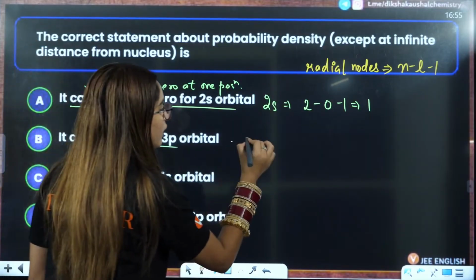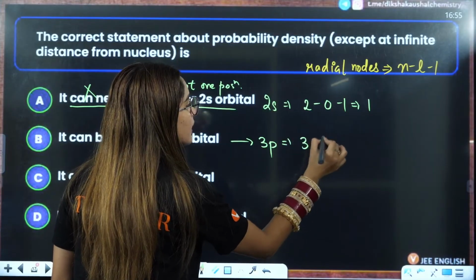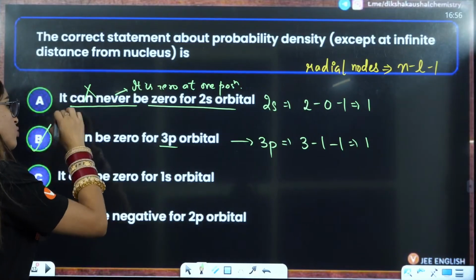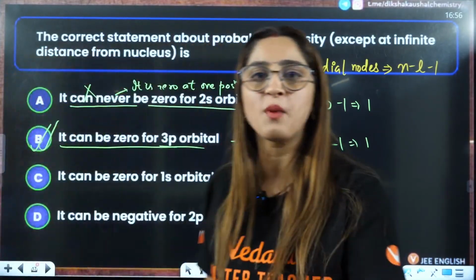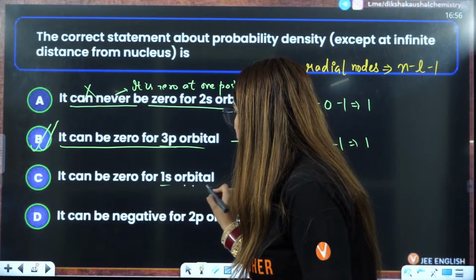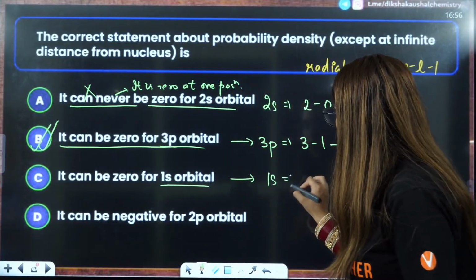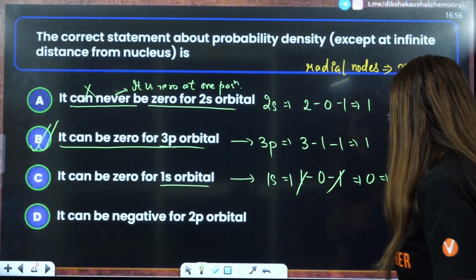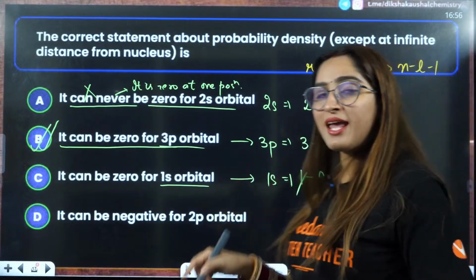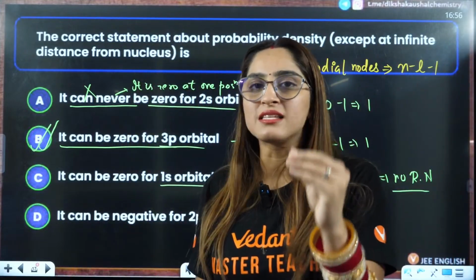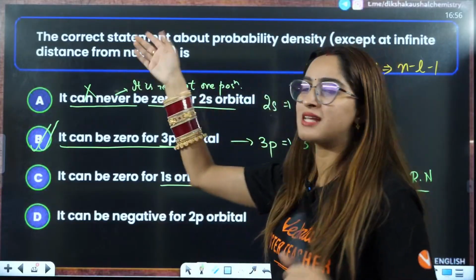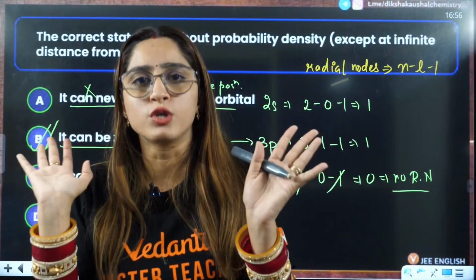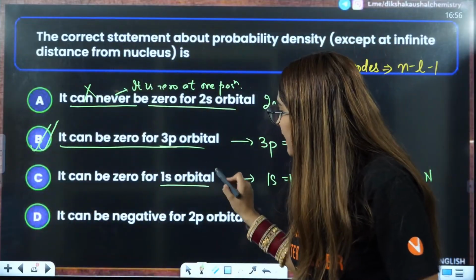Then for 3p, you have 3 minus 1 minus 1, that is again 1. It can be 0 for 3p, that is true, because it has 1 radial node. For 1s, it is 1 minus 0 minus 1, that is 0, which means no radial node. That means probability density can never be 0 for 1s except at infinite distance. At infinite distance everything will have nodes, right? So that is the incorrect statement.